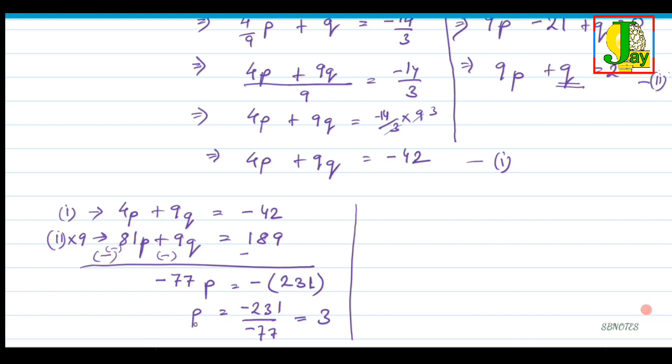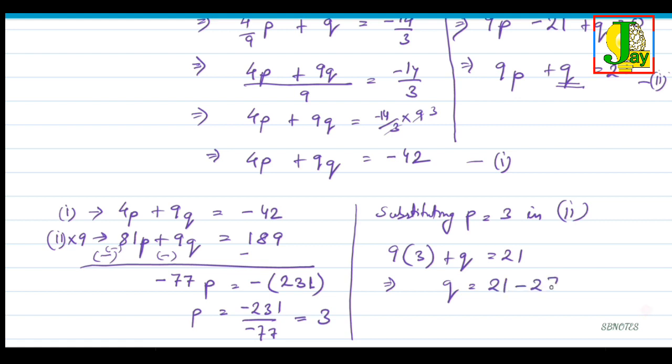Now to find the value of q, we just substitute p equals 3 in one of those equations. So substituting p equals 3 in, let's say, equation number 2. We'll take the second equation. So 9 into p, we have taken 3, plus q equals 21. So we get 27 goes to that side. So q equals 21 minus 27. That's minus 6.